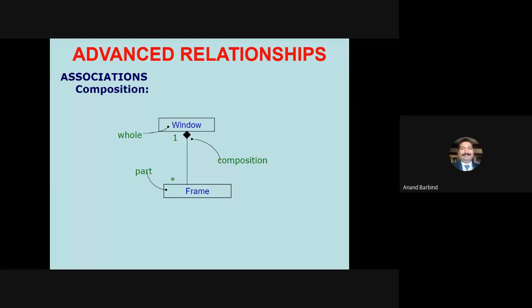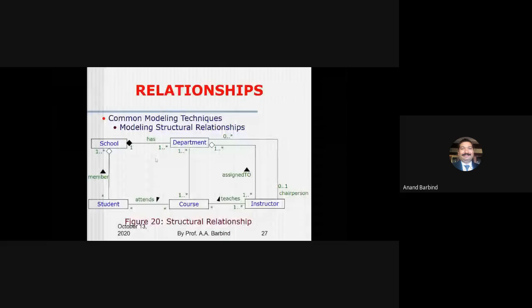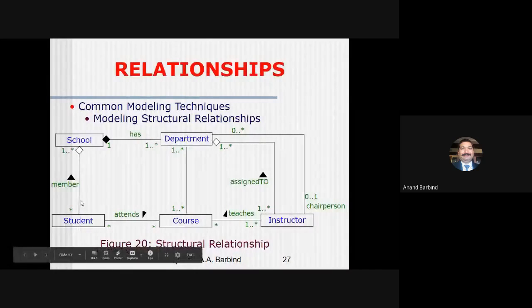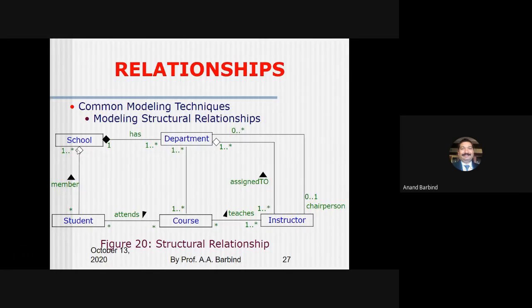Okay, so coming back to this particular slide. Between the department and school, there is a composition relationship. Okay, you might now have observed here the relationship. Students are part of the school, but how is this particular association? It is aggregation. Okay, that is for some period of time.